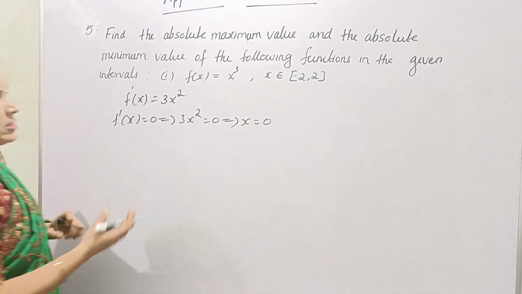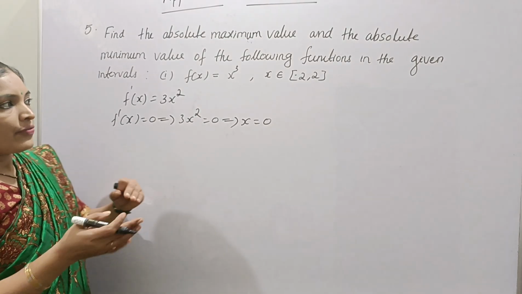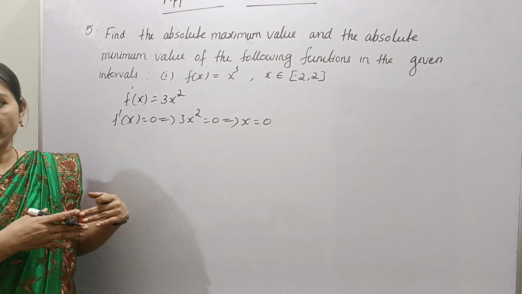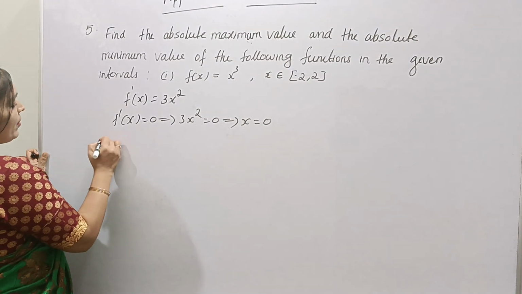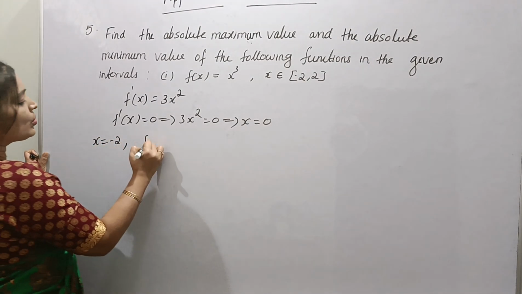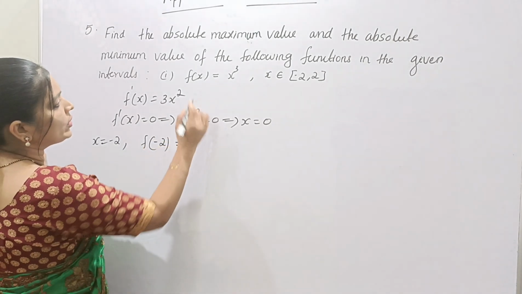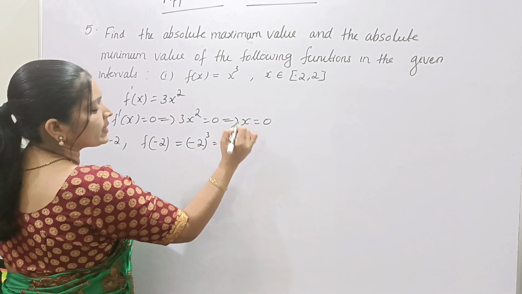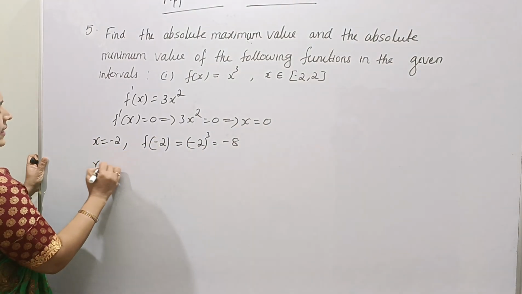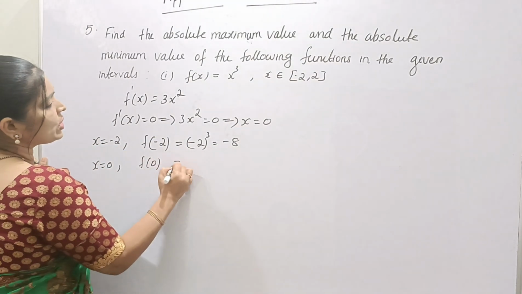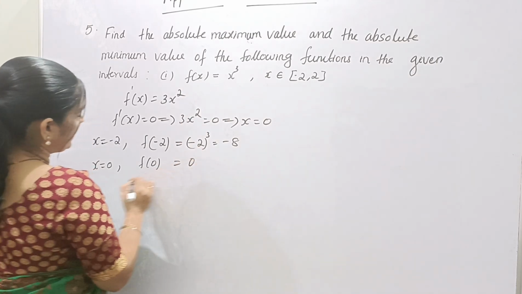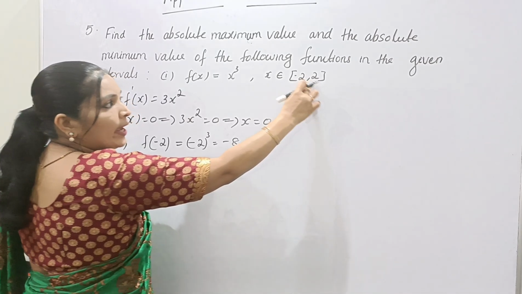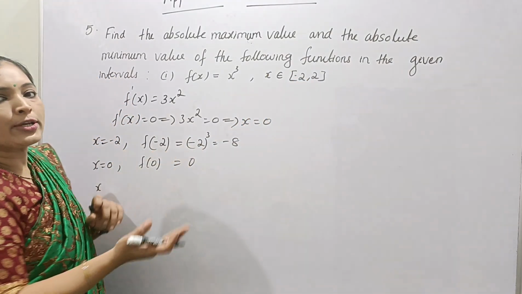So here let's find the value of the function when x is equal to minus 2. Minus 2 is the least value of x, right? So when x is equal to minus 2, f of minus 2 is equal to minus 2 whole cube, that is minus 8. And when x is equal to 0, f of 0 is equal to 0. Then the maximum value of x is 2. Since it is a closed interval, minus 2 and 2 are included.